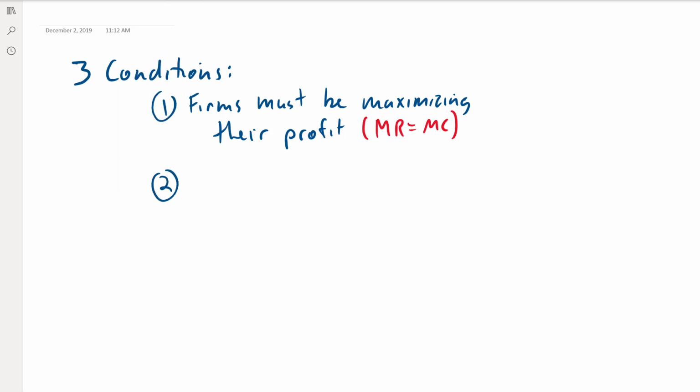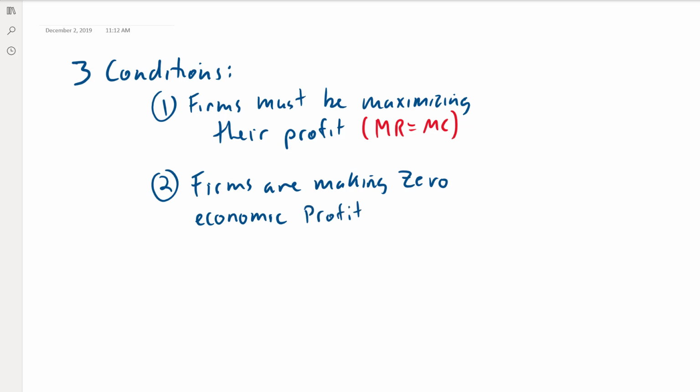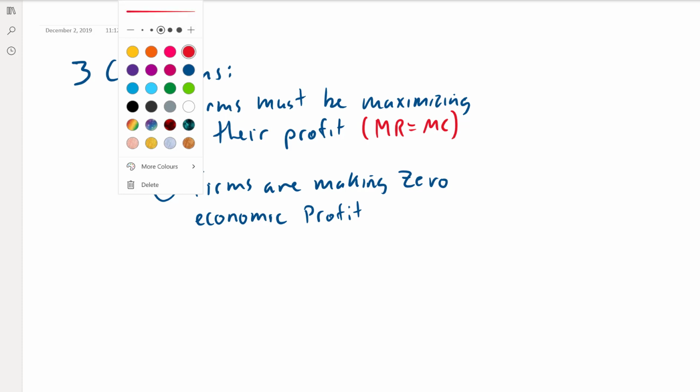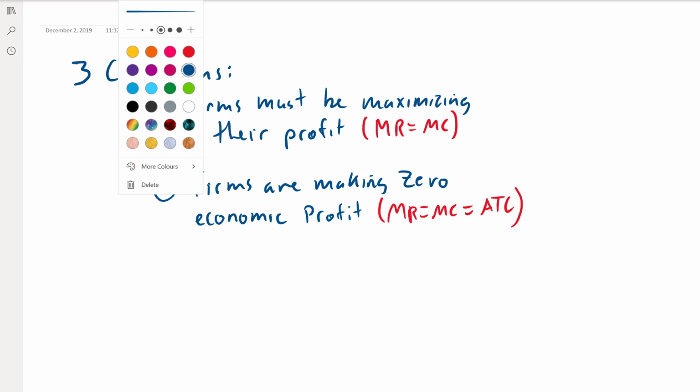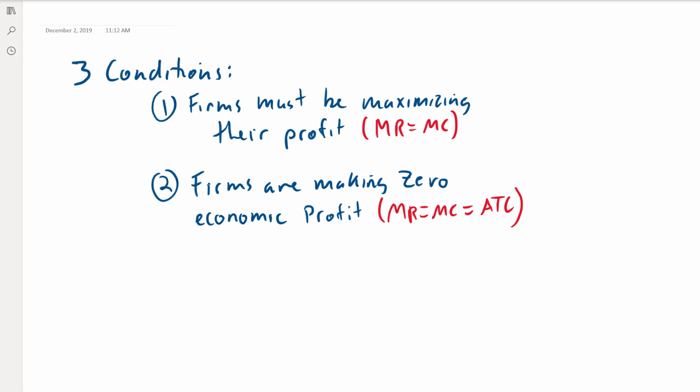Condition two is that firms are making zero economic profit. Which is essentially saying that we're going to have this point where marginal revenue equals marginal cost equals the average total cost. And let's just scroll down a little bit if we can.